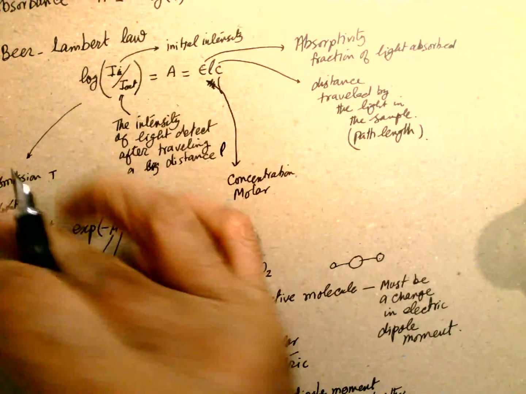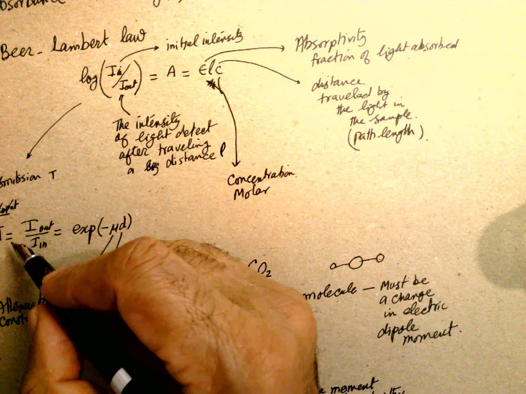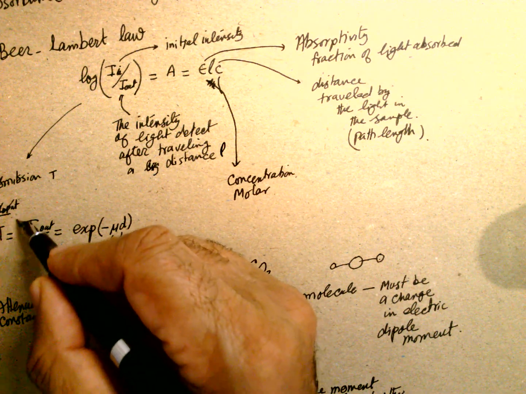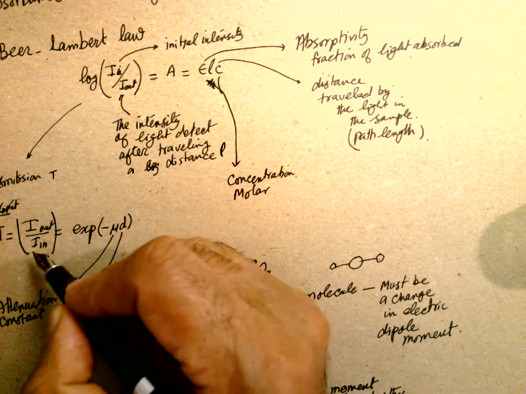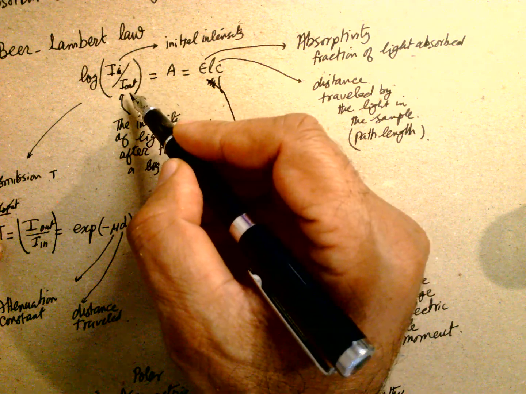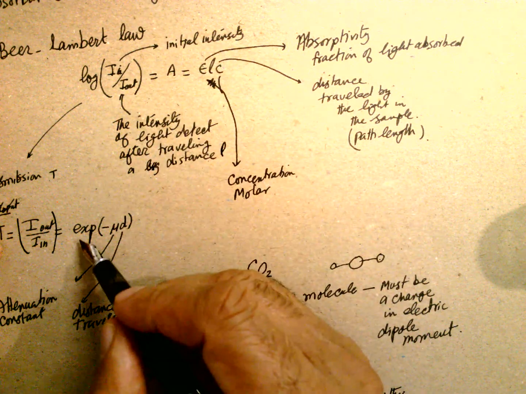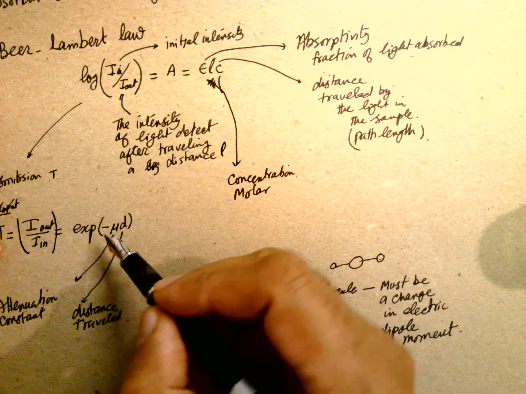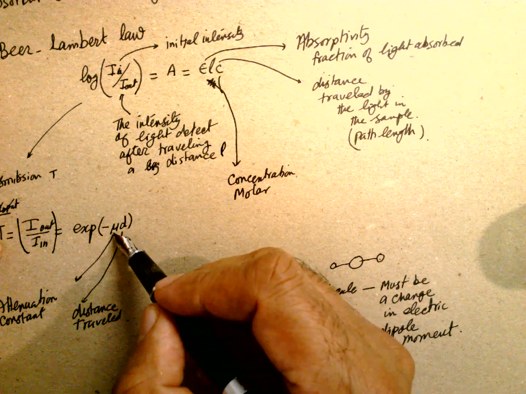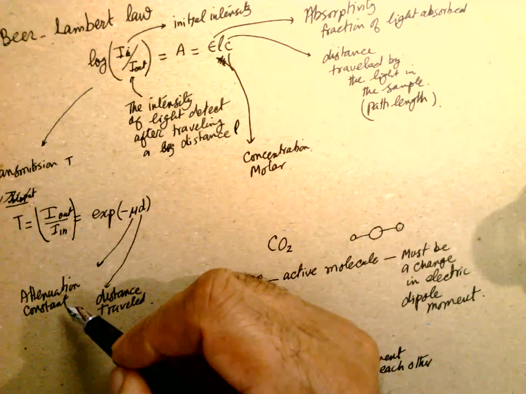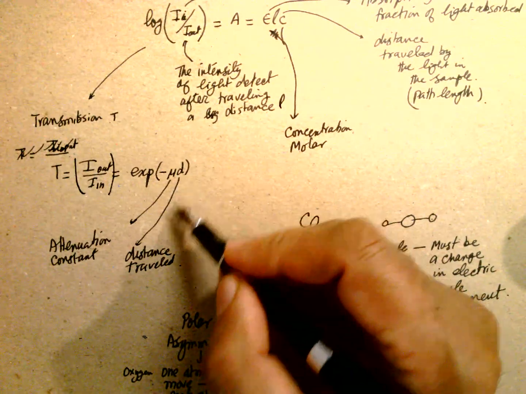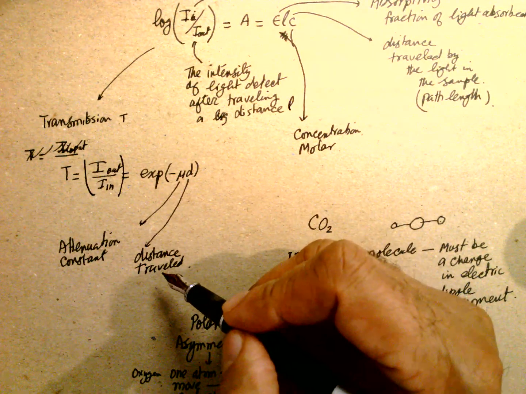And this can be represented by the transmission. T is equal to intensity out over in. This is in over out, that's why it is negative. So this is equal to exponential of minus mu d, where mu is the attenuation coefficient and d is the distance. So this is the Beer-Lambert law.